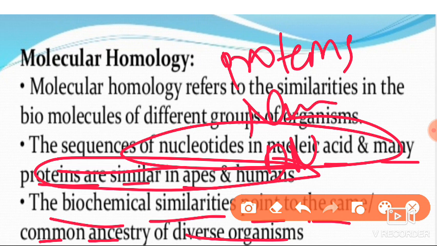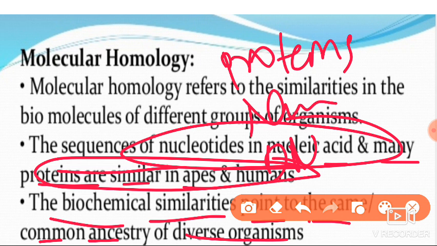Among the same organism, they belong to the same group, but the breeds are different. You can take cats, you can take dogs, we may breed different varieties. They all belong to the same group, but the organisms are different among themselves. That is about some points given in your NCERT. These are the evidences for evolution.